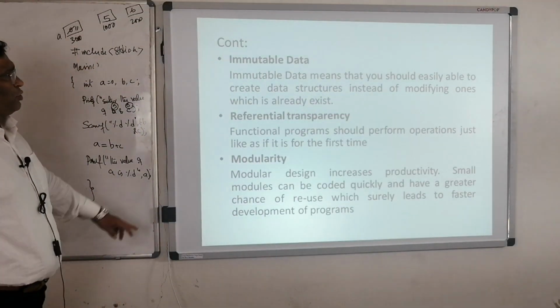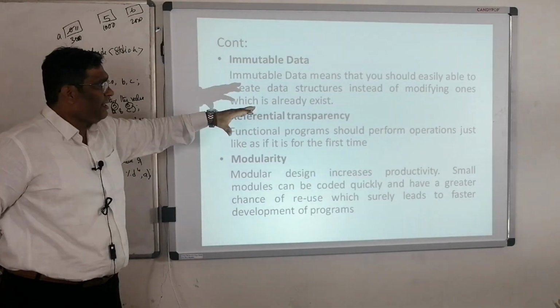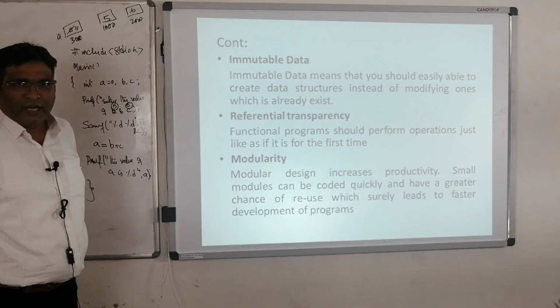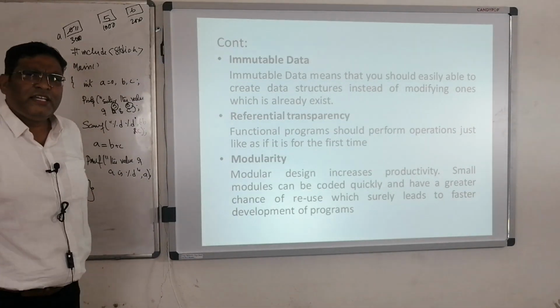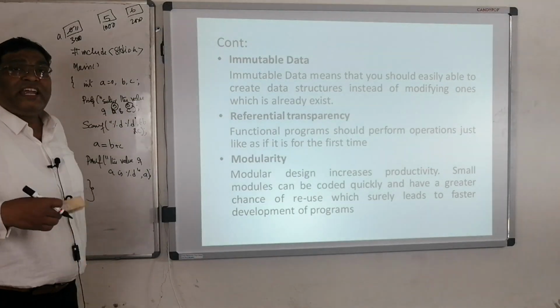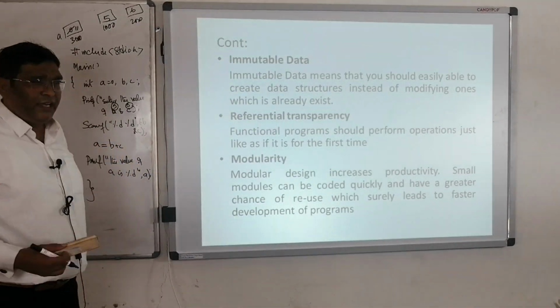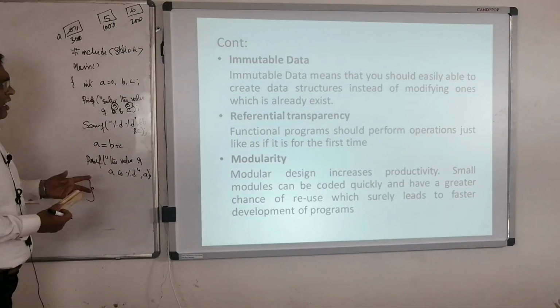Immutable data. It's already been continued. Immutable data means that you should be able to create a new data structure instead of modifying the one which is already there. If you want to modify, no, you don't modify. You can easily create a new data, which is very important. Now let's take an example. I have got A, B, C. I want to add D.